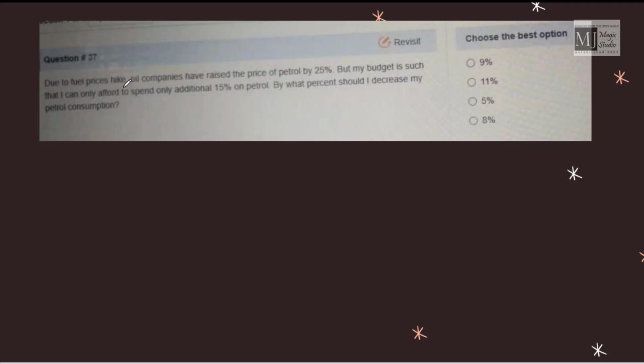Due to a fuel price hike, oil companies have raised the price of petrol by 25%. But my budget is such that I can only afford to spend an additional 15% on petrol. So I'm ready to increase my expenditure by 15%. By what percentage should I decrease my petrol consumption? Whenever P into Q equals E, a change in P and Q is effectively an E change. So the change in E is the net change, which is given by P plus Q plus PQ by 100 percent.